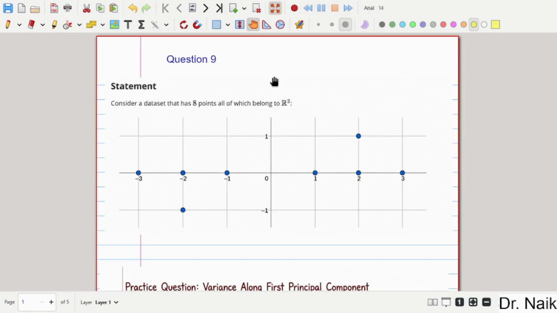Today we are going to solve question number 9. The data set used for this problem is the same as we used in our previous video to solve question number 8.